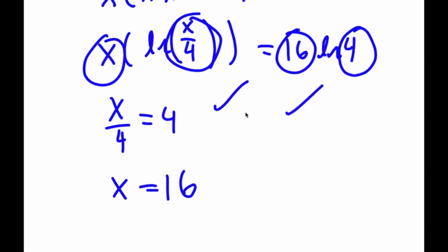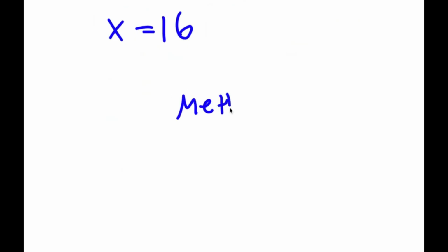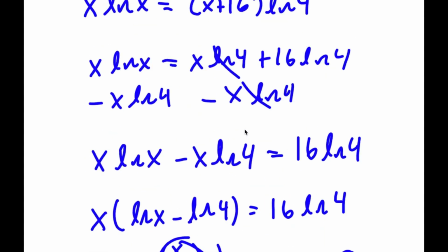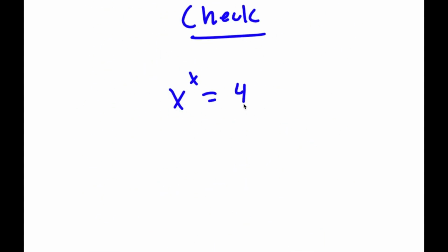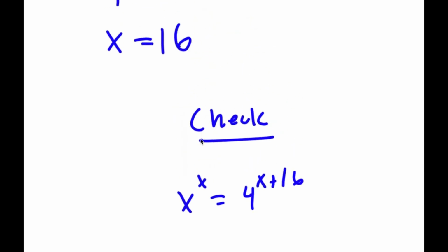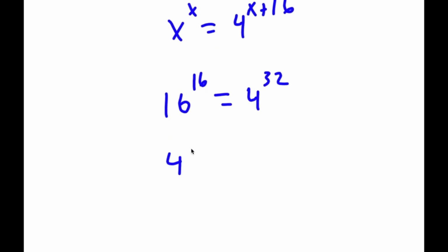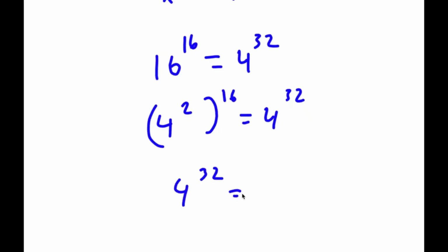So this works. Now for method 2 to check, I have x to the power of x equals 4 to the power of x plus 16. x equals 16, so I have 16 to the power of 16 is equal to 4 to the power of 32. 16 is 4 squared, so I have 4 squared to the power of 16 is equal to 4 to the power of 32, meaning 4 to the power of 32 is equal to 4 to the power of 32.